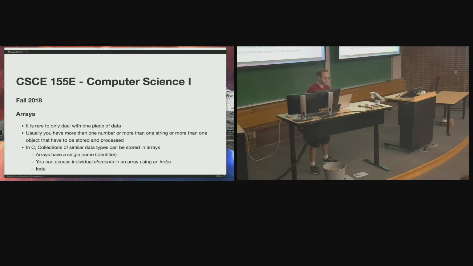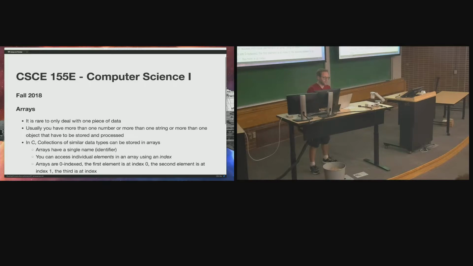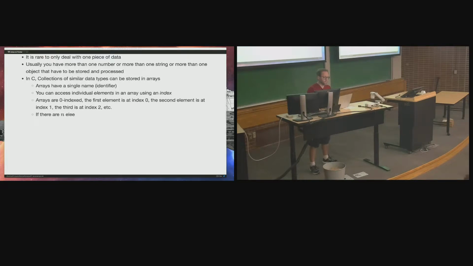Arrays, I should say, are zero indexed. The first element is at index 0. The second element is at index 1. The third is at index 2, etc. If there are n elements in the array, where's the last one? N minus 1. The last element is at index n minus 1. And I made that a little bit mathematical, right?